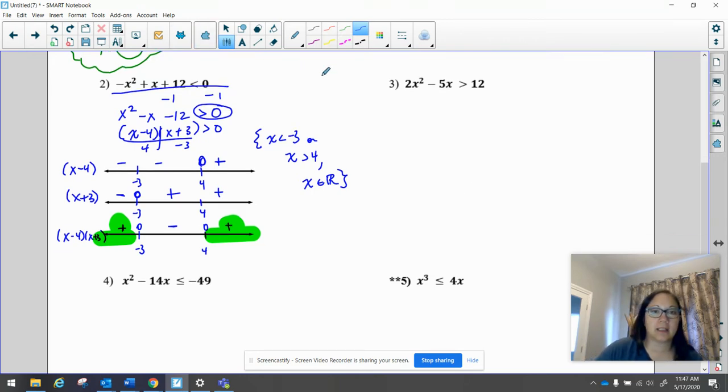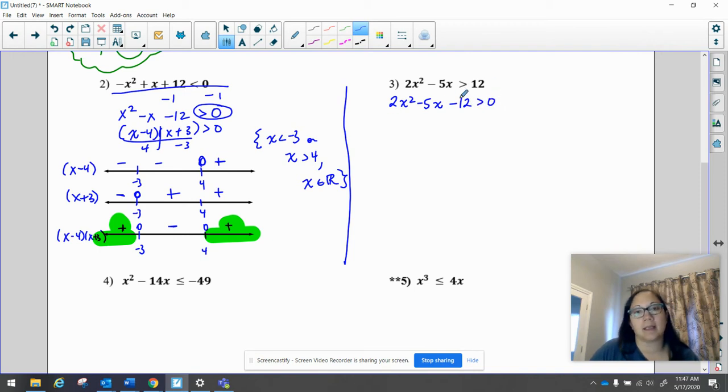Okay, let's take a look at the next one, number 3. So I want to move the 12 over because I want to be able to factor this as a trinomial. Okay, it doesn't have a GCF, so I'm going to have to do a little bit of guess and test here to figure out how to factor it. This one factors as 2x plus 3 and x minus 4. That gives me my zeros of -3 over 2 and 4.